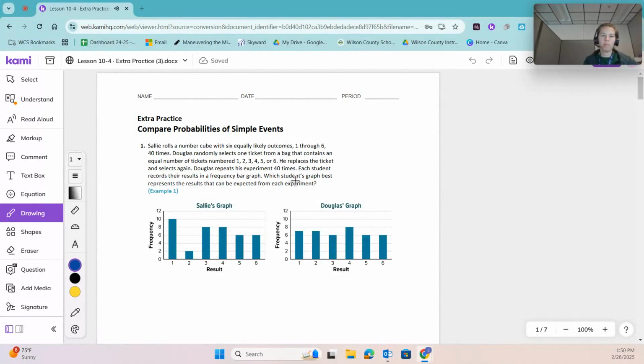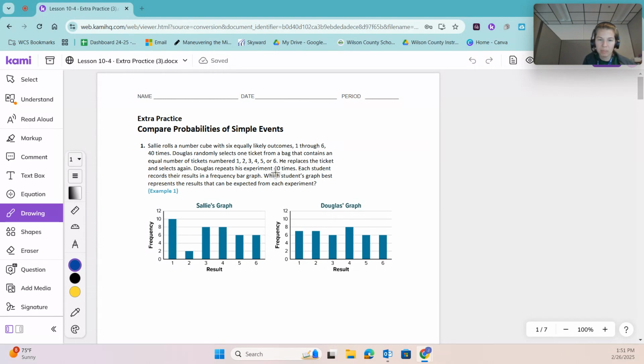Today we are comparing probabilities of simple events. Sally rolls a number cube with 6 equally likely outcomes, 1 through 6, 40 times. Douglas randomly selects one ticket from a bag that contains an equal number of tickets numbered 1 through 6. He replaces the ticket and selects it again.